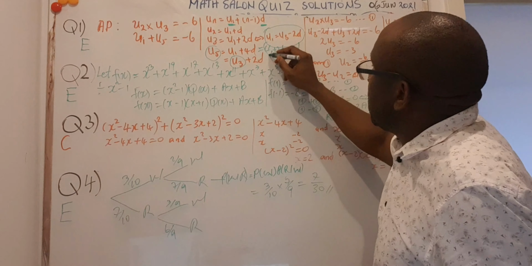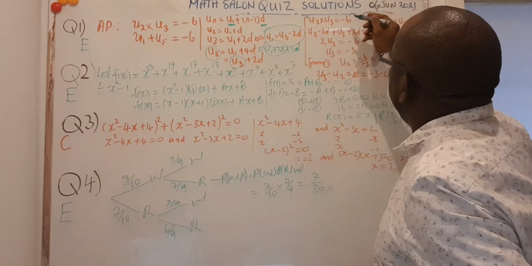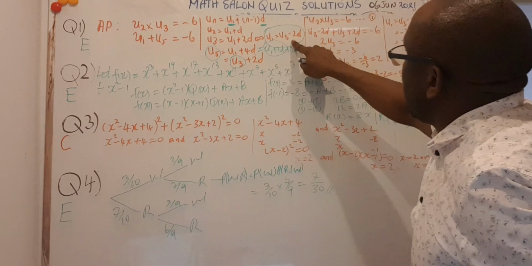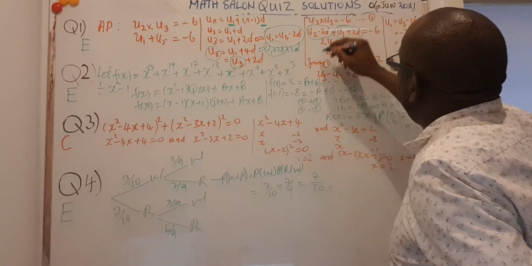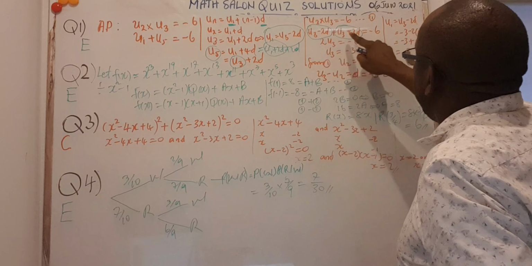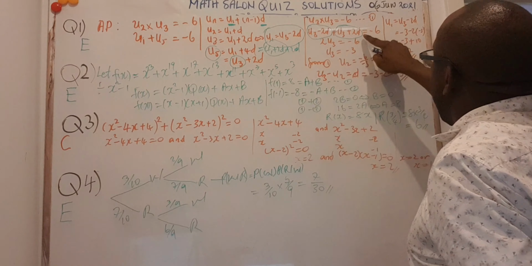If this is true, then I can take my second equation. The first one stays. In the second equation, I replace u1 with u3 minus 2d, and u5 I say can be expressed as u3 plus 2d. I have u3 plus u3, that's 2 u3s, but minus 2d and plus 2d fall off. So from here, I can solve for u3. u3 is -3.